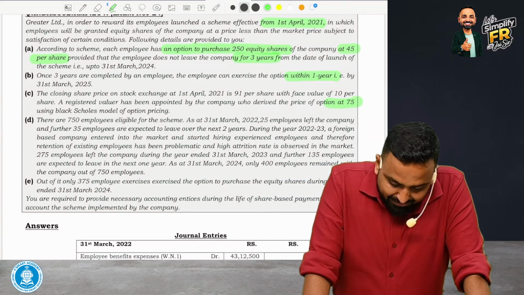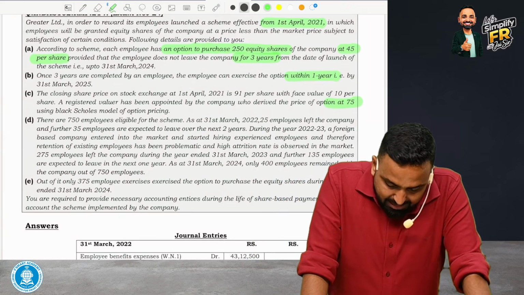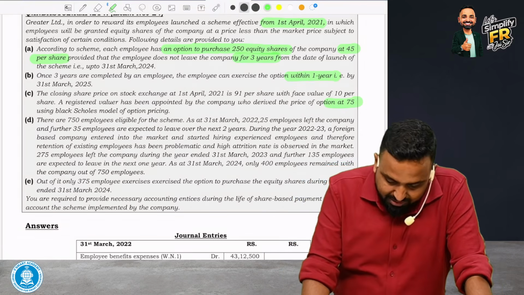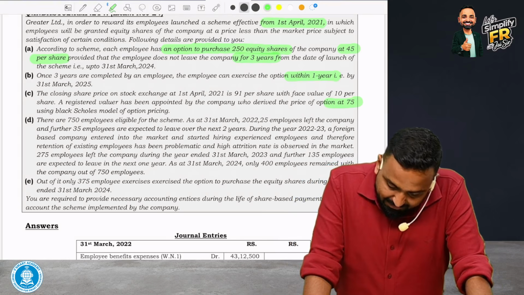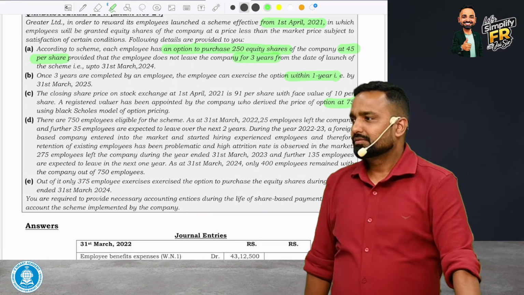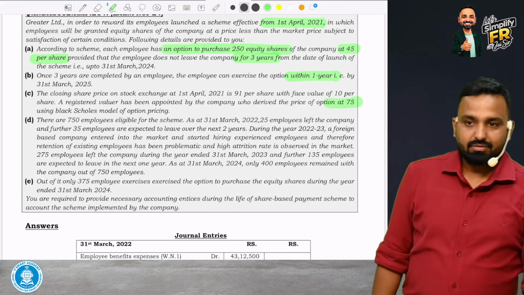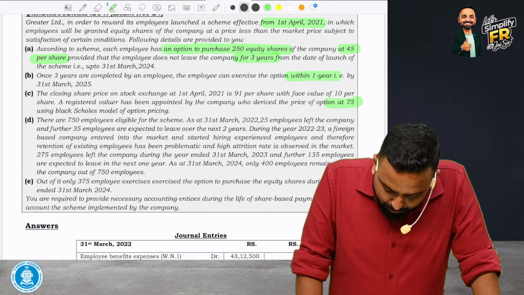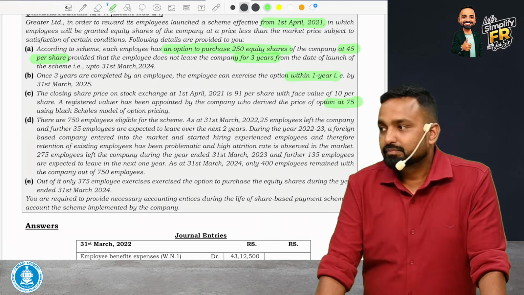There are 750 employees eligible for the scheme at the 31st March 22. What was the grant date? 21. That means the first year ending. 25 employees left the company.